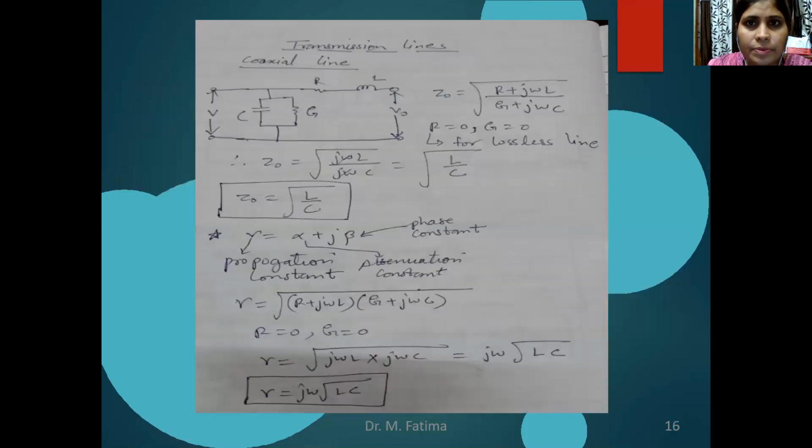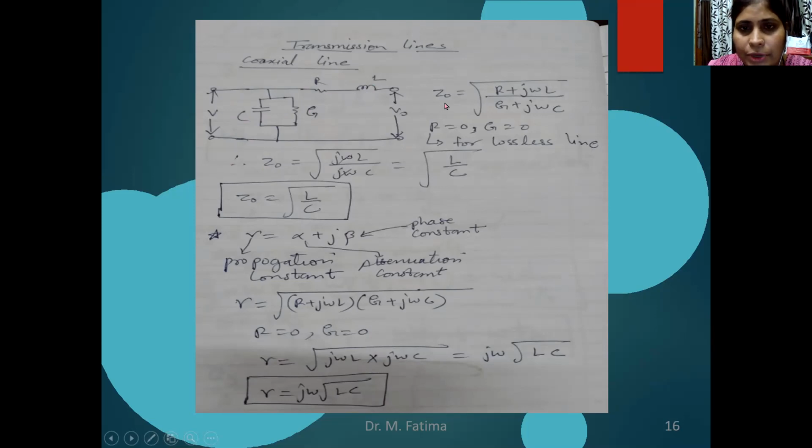Now I'm taking one numerical of the coaxial line. I have written the performance parameters of the coaxial lines. This coaxial line can be represented with the help of this equivalent diagram. Here the capacitance and the conductance are in parallel, and the resistance and inductor are in series. So this is the equivalent diagram of the coaxial line.